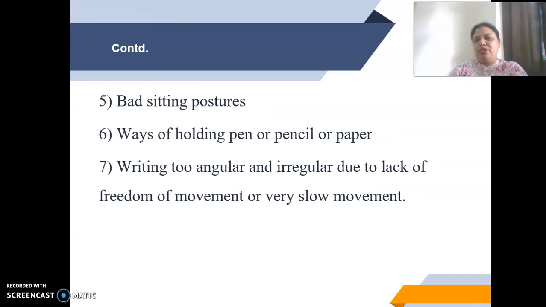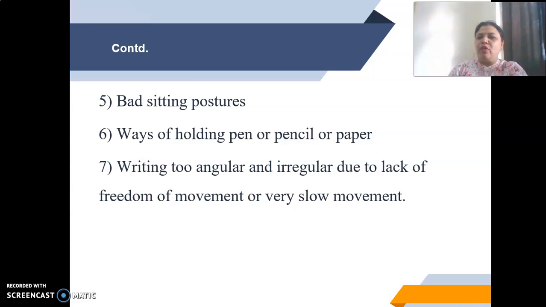Bad sitting posture. If we are not sitting properly while writing, if we lie down, or take the support of the wall or the desk, and we are not sitting in a proper position or posture, that also affects our handwriting and may cause various problems.